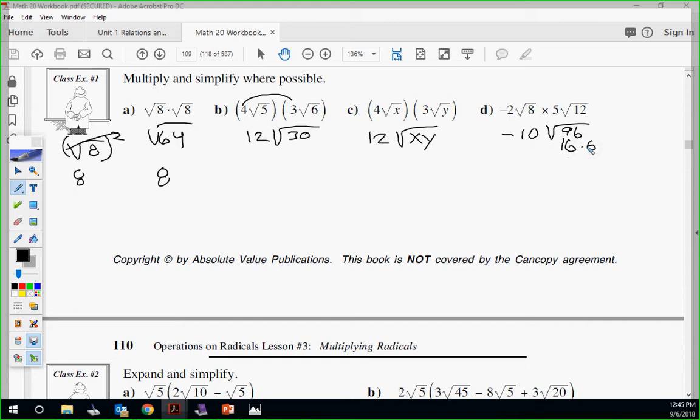Right. Yeah, for me, I'd probably go 4 times 2, 4 times 3, because the 4s would come out. What's 4 times 4? 16, right? Look, 2 times 3 is 6, so we're kind of getting the same thing. If you like to work with smaller numbers, that's what I would do. Okay, so 16 comes out to 4. We're done. Negative 40 root 6.